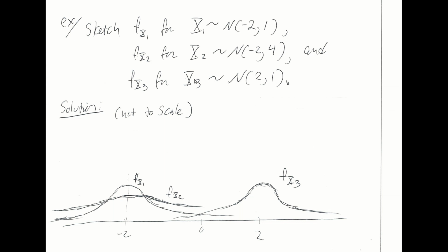And finally, x sub 3 has the same sigma squared as x sub 1, so it's going to have that same classic bell curve profile, but this one is centered at 2. So what's meant to be indicated in this picture is that I've taken this curve for f sub x sub 1 and I've just shifted it over 4 units. So now its peak occurs at 2, but it should have exactly the same profile, exactly the same shape.